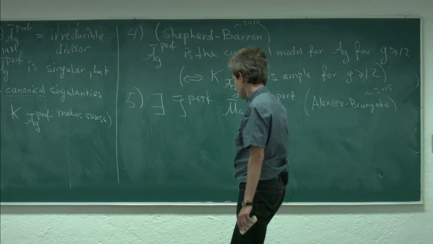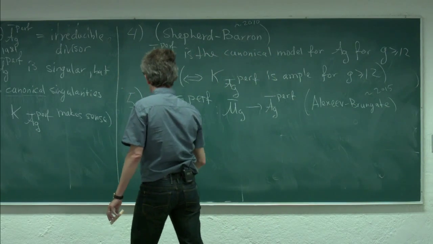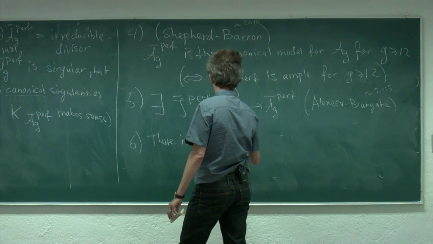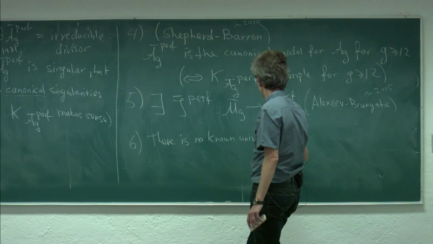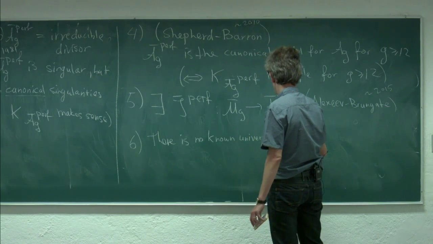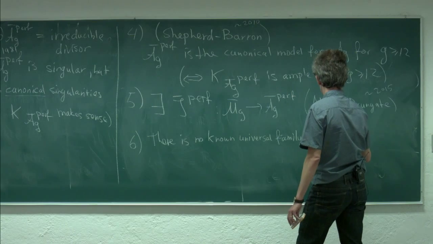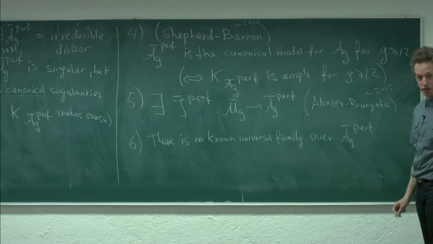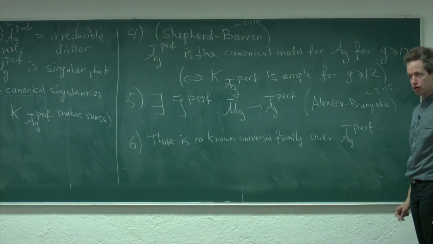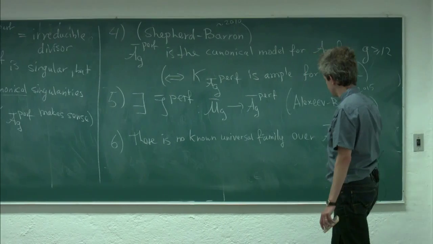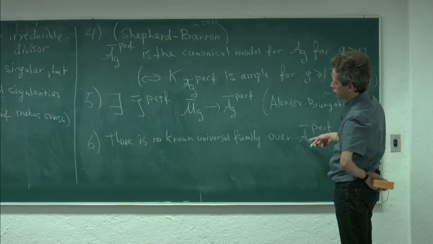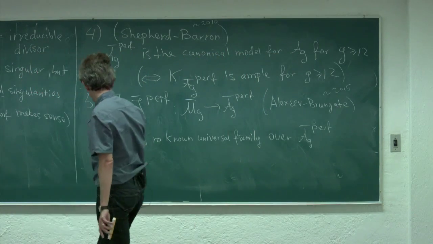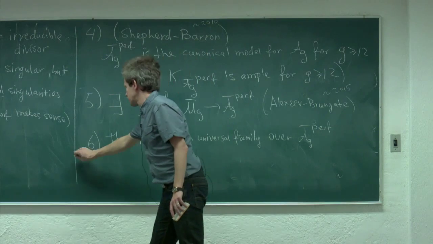Okay? And to tell you that we don't yet know everything, there is no known universal family over AG perf. It doesn't mean we know it doesn't exist. We just don't know if there exists one. There is another compactification called the second Voronoi, which does have a universal family. This holds, this does not hold, this holds, this does not hold, so it's much harder to work with. Okay? So there is this compactification.